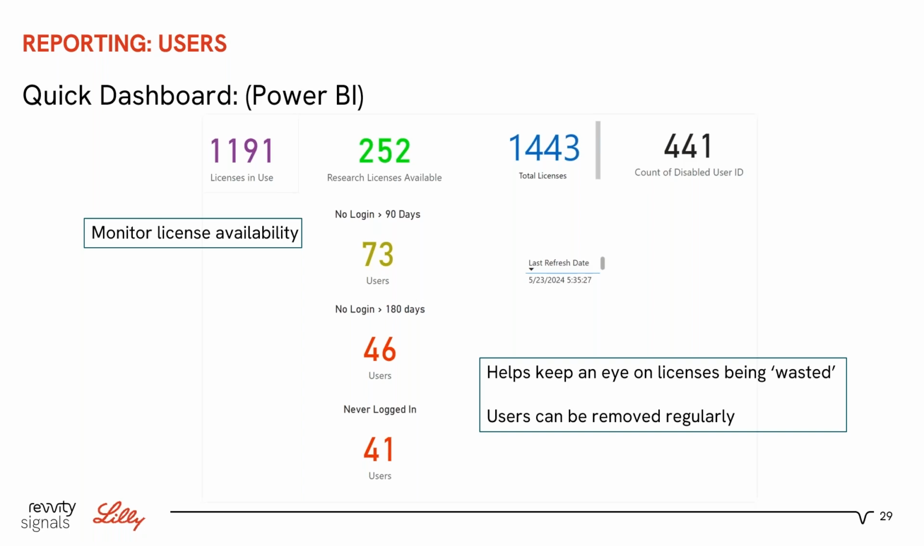And then I'm also counting the availability of those licenses, as in we have 73 users in this fictitious example that are using Signals, using a license, but they haven't logged in for 90 days. And so I like to keep an idea of those. And if we start getting short on licenses, we can go in and remove some of those users.